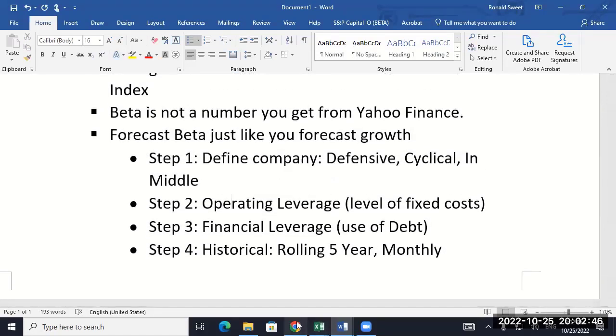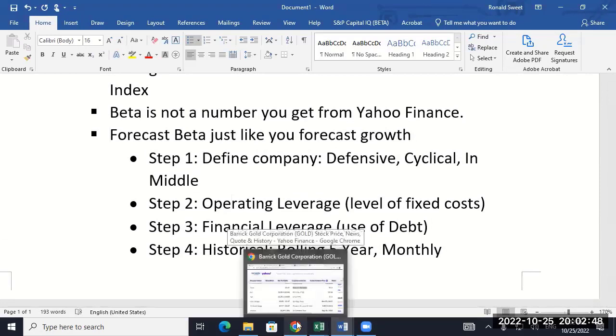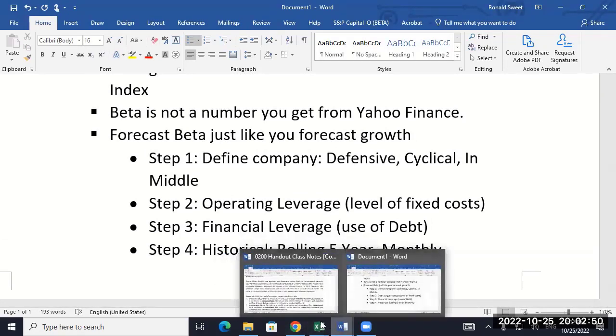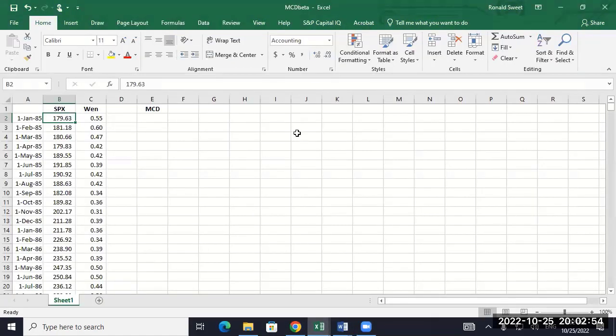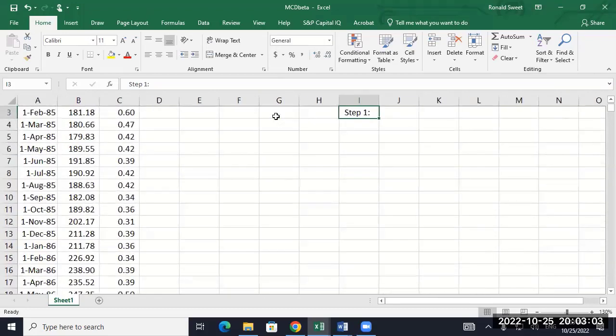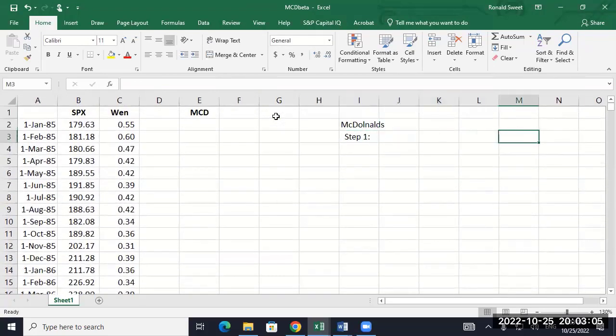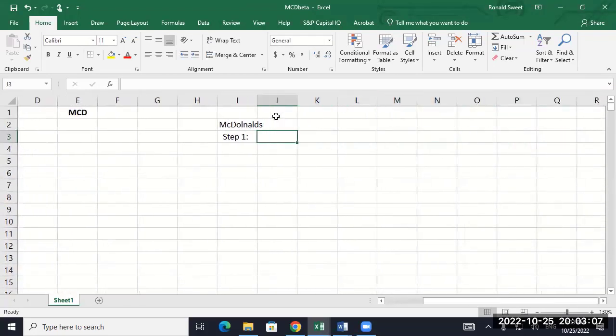All right, so let's talk about beta as a forecast. So let's do McDonald's. So let's start off with step one. What kind of company is McDonald's? Cyclical or defensive? So we go into a recession. Well, okay, so more defensive than cyclical.